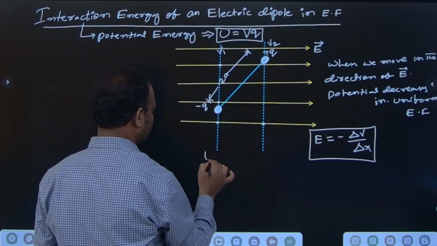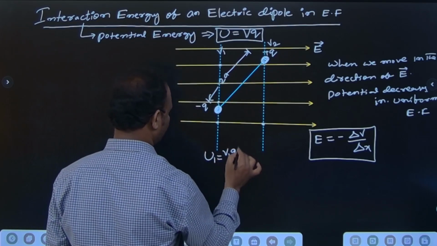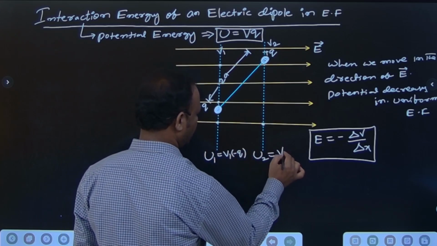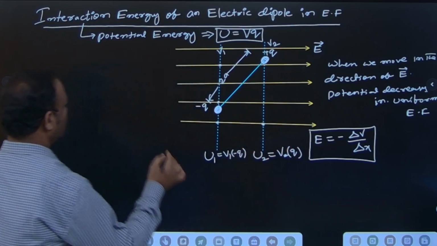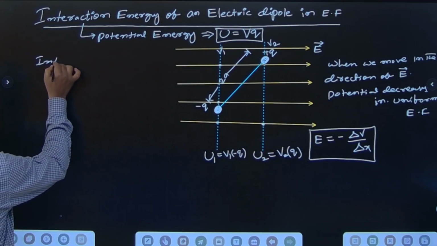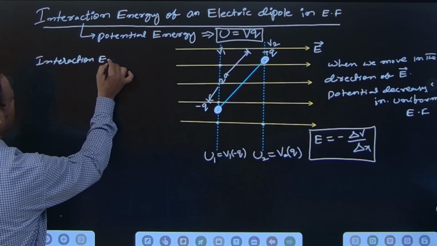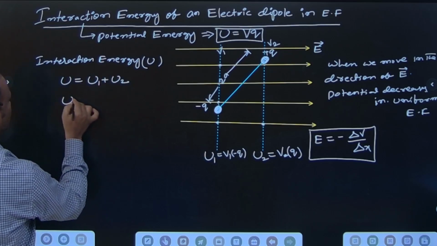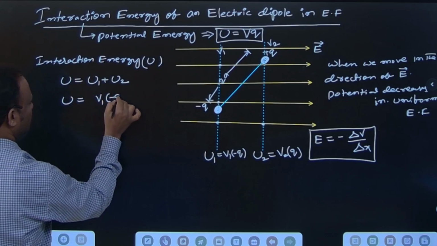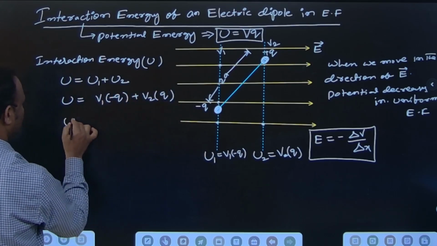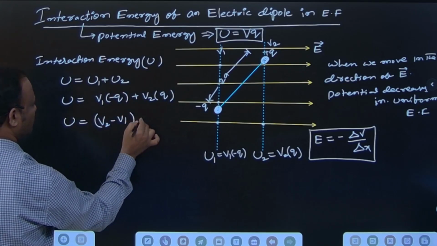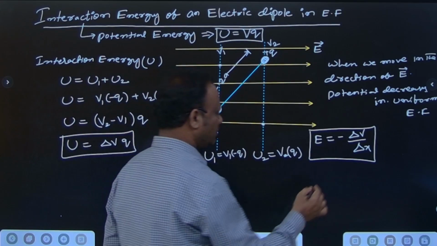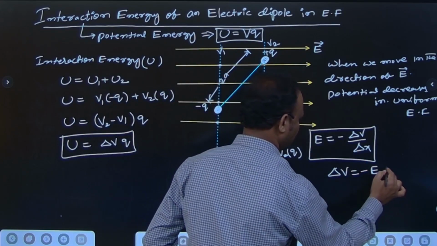The potential energies are U1 equal to V1 times minus Q, and U2 equal to V2 times plus Q. The total interaction energy U is equal to U1 plus U2, which is V1 times minus Q plus V2 times Q. So U is equal to V2 minus V1 times Q, that is, U is equal to delta V times Q. Now we can go on: this delta V is equal to minus E into delta X.